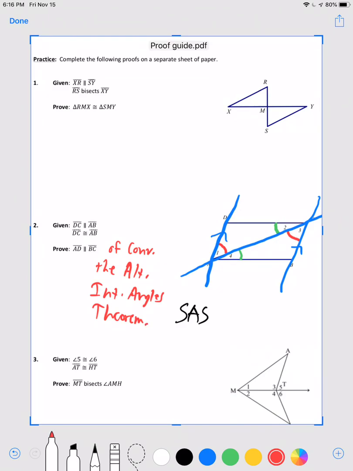So notice first we had to prove that the two triangles were completely congruent to each other in order to get this information that 1 and 3 are congruent to each other. But then once we have that, that implies that these two lines are parallel to each other by the converse of the alternate interior angles theorem. Okay.